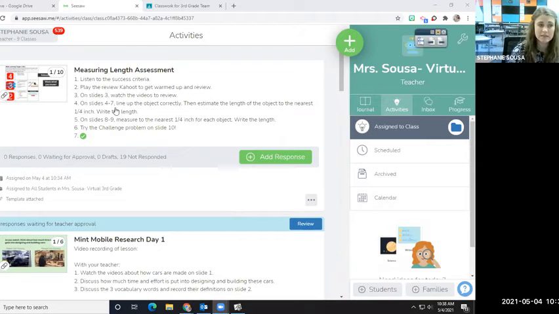If you would please go to measuring length assessment, listen to the success criteria, and play the review Kahoot to get warmed up and review.